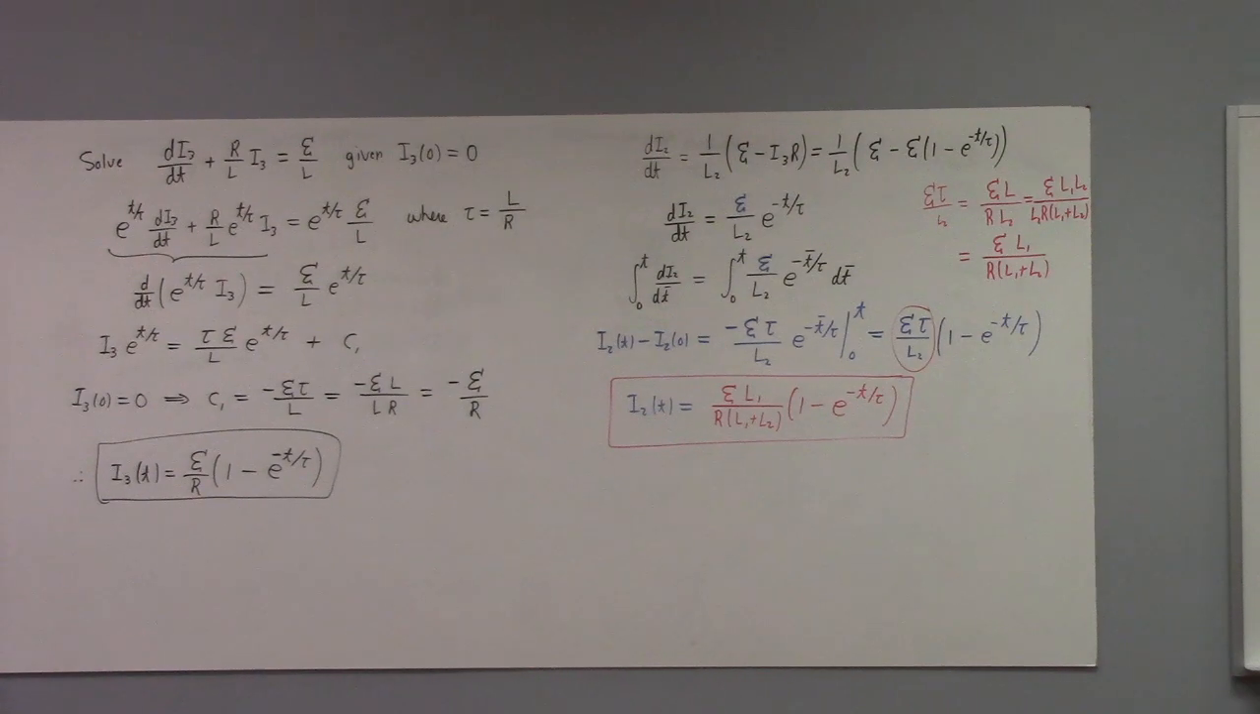Once you know that, finding the current through the first inductor is pretty easy, right? Because we can just solve the current equation for the other one. I'll give you guys a second to catch up before I do that, though. Any questions? Yes, it's on the test.